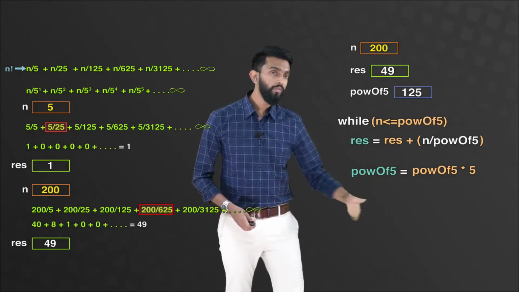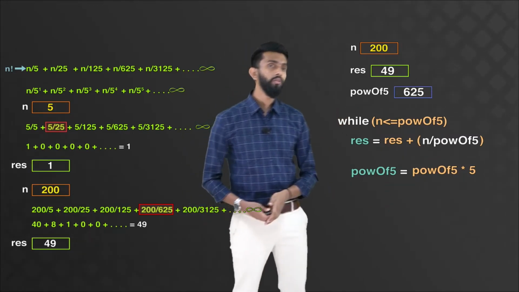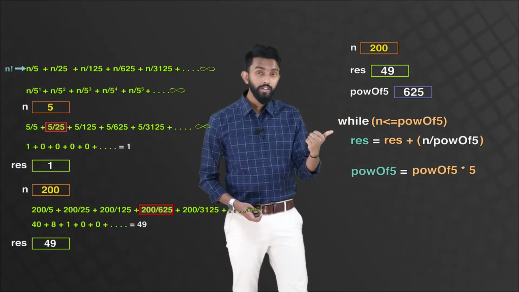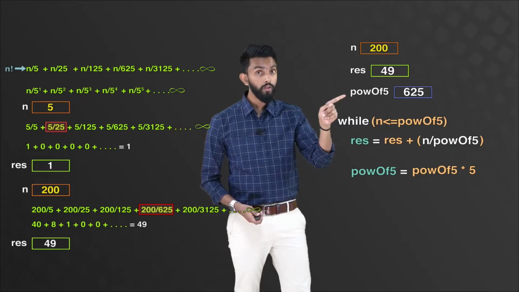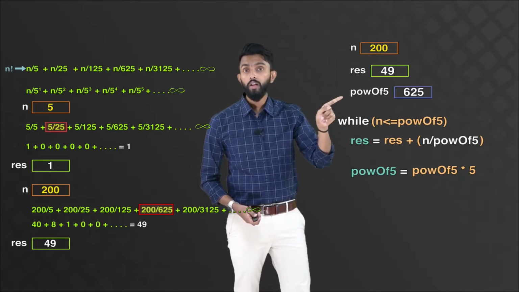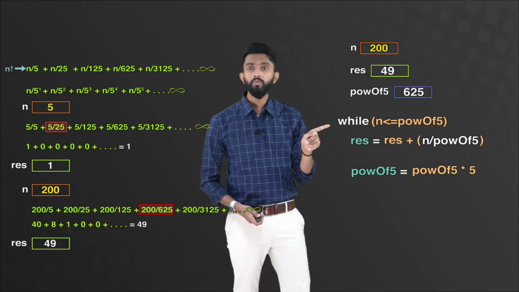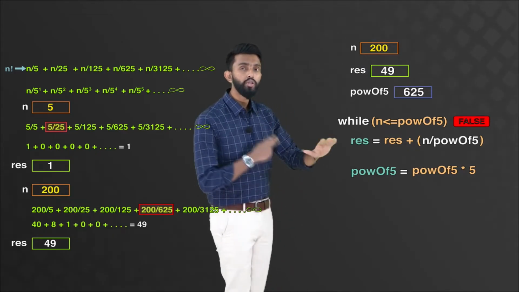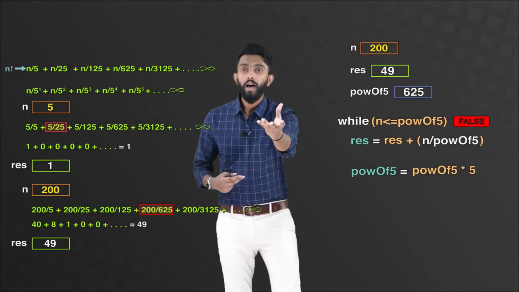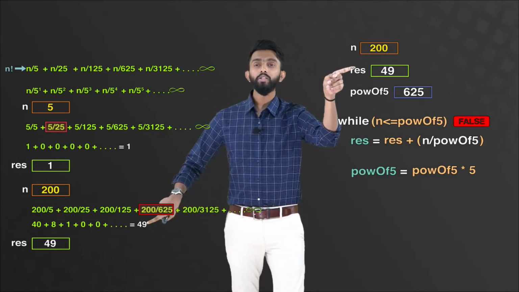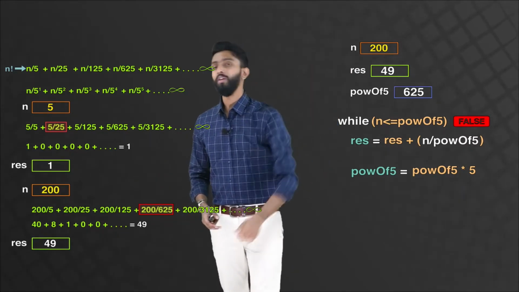Next, update the power of 5. If I update the power of 5, 125 into 5 is nothing but 625. Update that to the power of 5. Now I am within a loop, which means again I will check the condition. What is the condition? Is n greater than or equal to power of 5, which is 625. 200 is not greater than 625. 200 is not equal to 625, which means the condition becomes false. If the condition becomes false, stop your looping, come out of the program, take your result, return it as output, and ultimately the result is going to have the number of trailing zeros in 200 factorial.